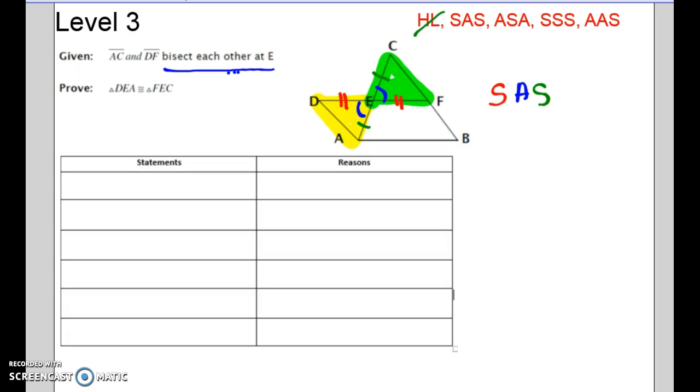I can't use HL. I don't have enough angles. I don't have 3 sides, and I don't have angle, angle, side. So I'm going to use side, angle, side. All right, here we go.